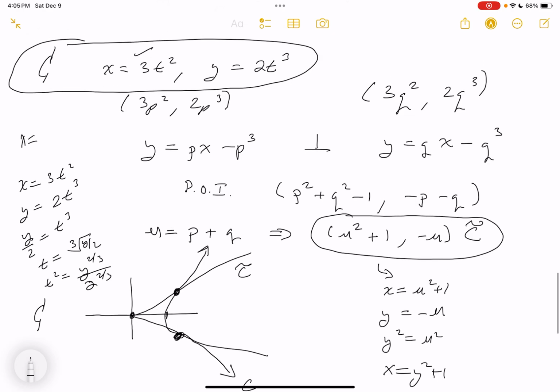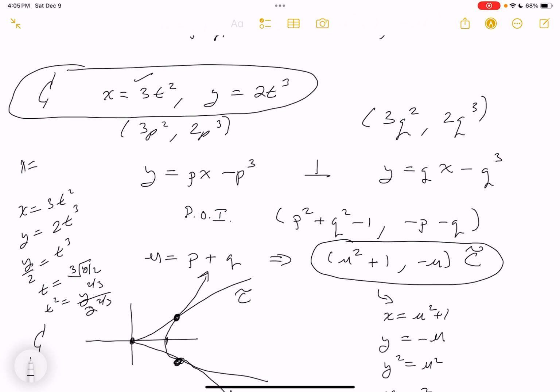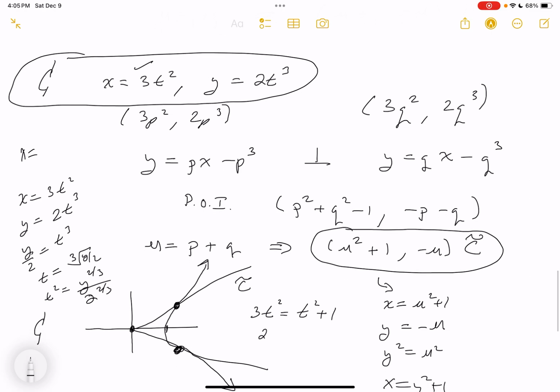How would I do that? Well, one thing I could do is just think about it and say that if they hit somewhere, let's just say they have equal t's at this point. All right. So what do you get? You get 3t squared. I'm doing the x, by the way. Equals t squared plus 1. All right, let me think about that, and let me see if that's true. What do you get? 2t squared equals 1. t squared equals 1 over 2, right? So t equals plus or minus 1 over the root of 2.